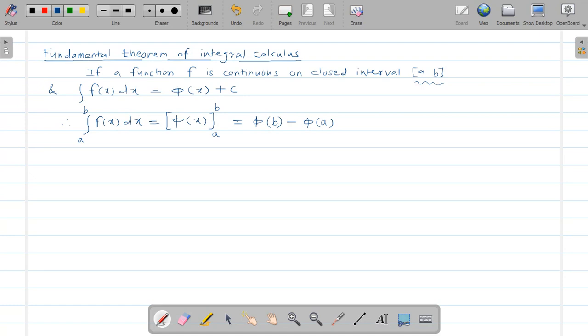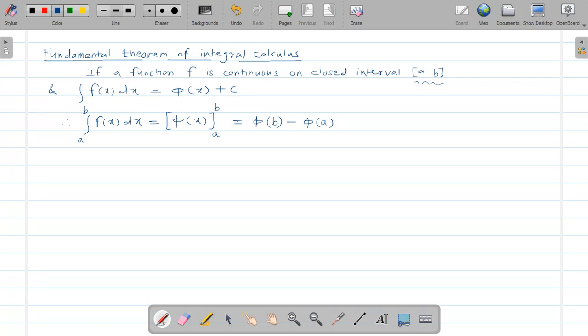So this is the procedure to get the definite answer of that integration, and that's why it is called definite integration. So phi of b minus phi of a, you will get the definite value of that integration. Now today we will solve some basic examples related to this concept, that is the concept of definite integration.